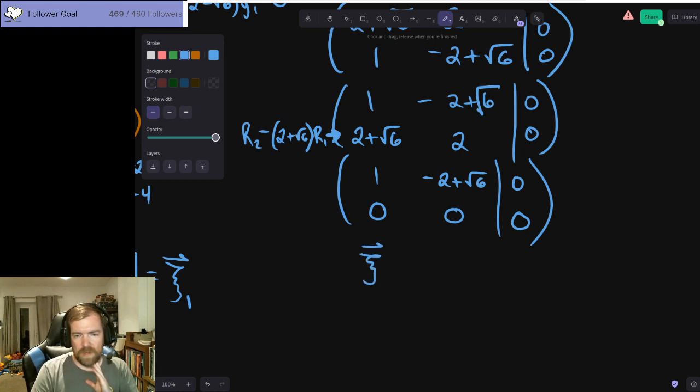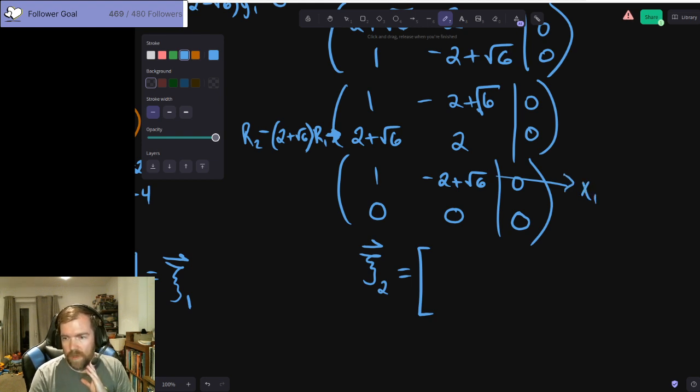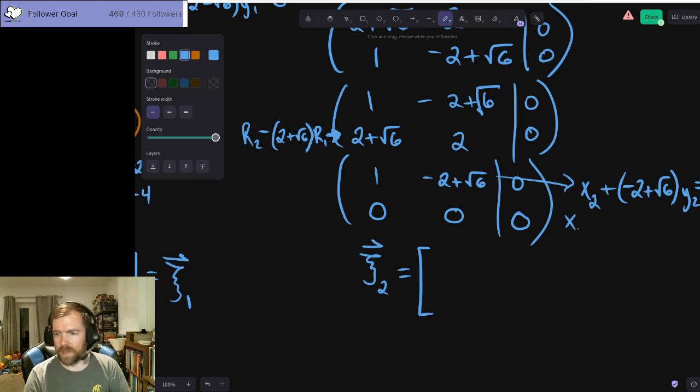So C2 is going to be, again, we can extract all of this stuff. This is 1x1, or 1x2, sorry, plus parentheses negative 2 plus root 6, y2 is equal to 0. Again, set it up so that the other side here is going to be 2 minus root 6 y2, and let y2 be equal to 1, because that's way easier.